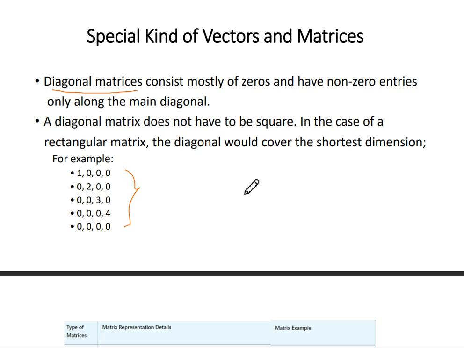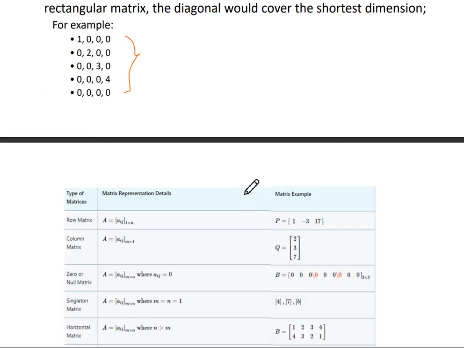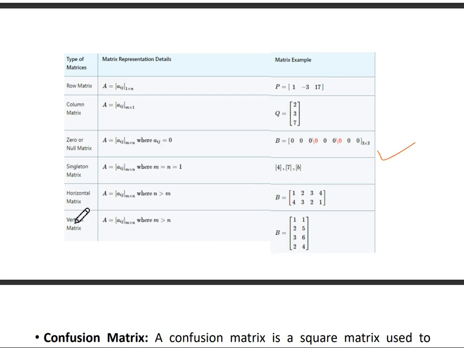I hope you already learned all these types of matrices at the school level. Anyhow, as part of machine learning, we have to represent the data in terms of matrices, vectors, or scalars. So now let us see, here you can observe some set of matrices.